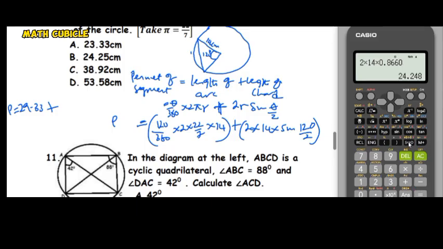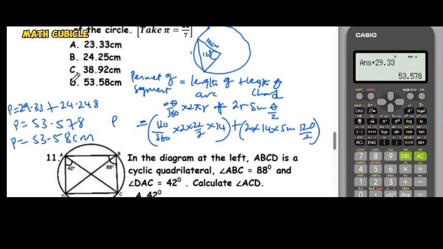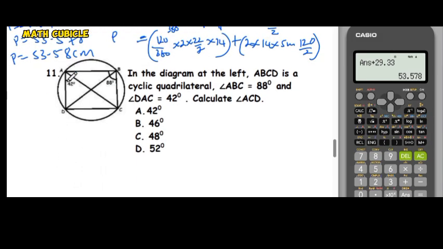That gives us 24.248. So 24.248 plus 29.33 gives us 53.578. So perimeter is 53.58 centimeters. Option D is our answer here. Option D. Then finally, question number 11.